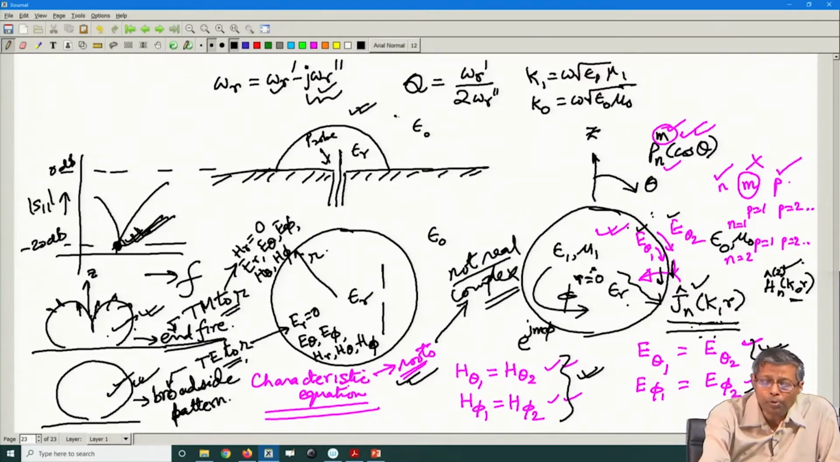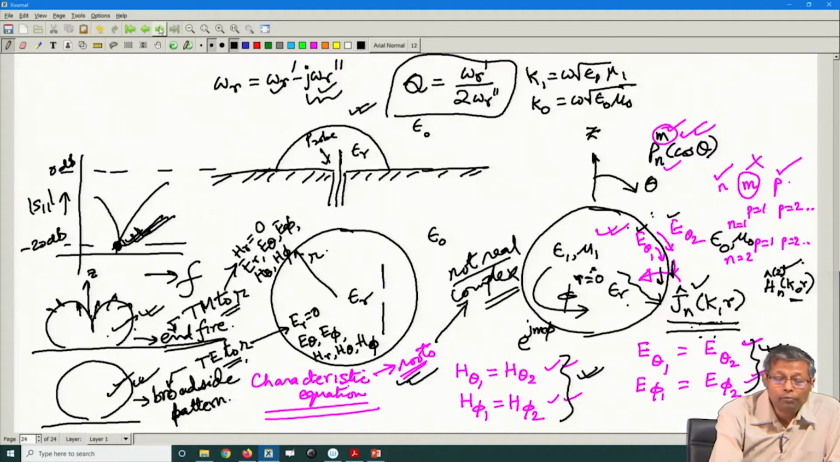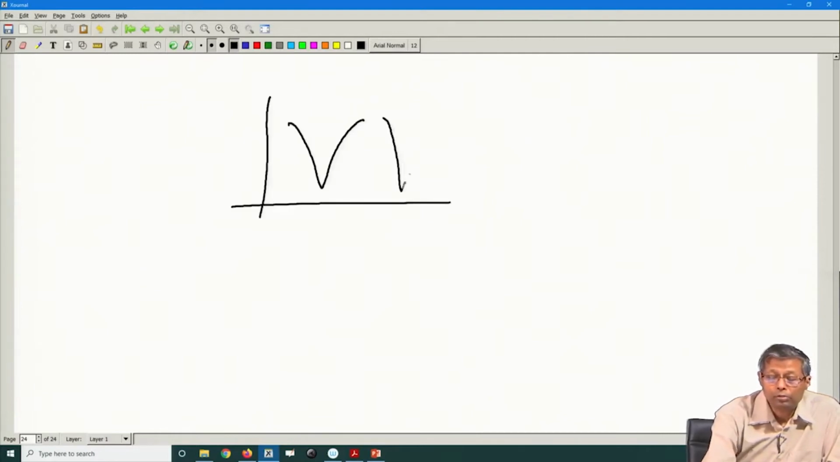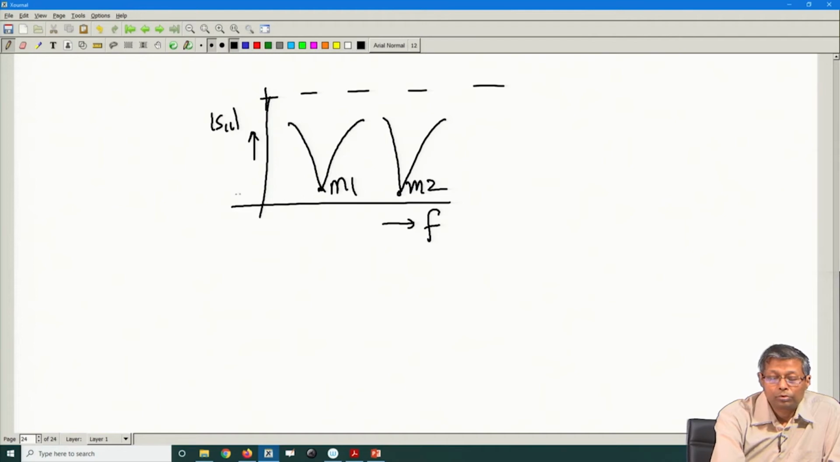So, why is this quality factor important? Because we want to excite modes, let us say, to couple with another mode. Let us suppose we want to have a structure in which we have two resonances. These two resonances are mode 1 and mode 2. So, that is my mod S11. So, this is a dual band structure, with minus 20 dB let us suppose, and this is 0 dB.